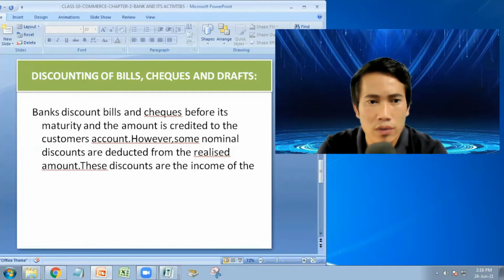The next point under agency function is discounting of bills, checks and drafts. The banks sometimes will discount bills and checks of customers before maturity, and the amount is credited to the customer's account. However, some nominal discounts are deducted from the realized amount, that is from the bills and the checks, and some amount will be charged by the bank as part of performing their duty, and these discounts are the income of the bank.